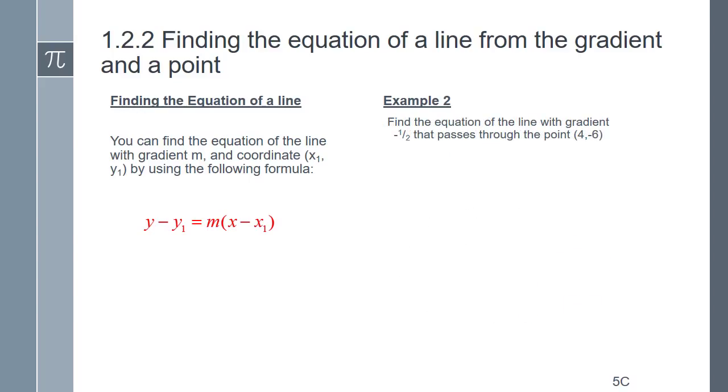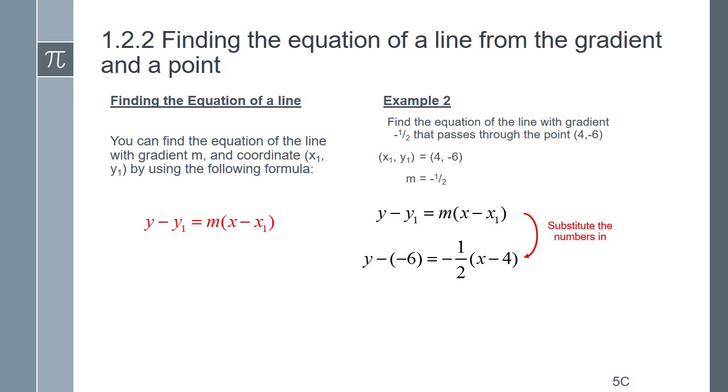Find the equation of a line with a gradient of minus a half that passes through the point (4, minus 6). We write down the facts. We write down the equation. We substitute in the values: y minus minus 6 is minus a half (x minus 4). This one's looking a bit ugly mathematically, so it needs a bit of tidying up.